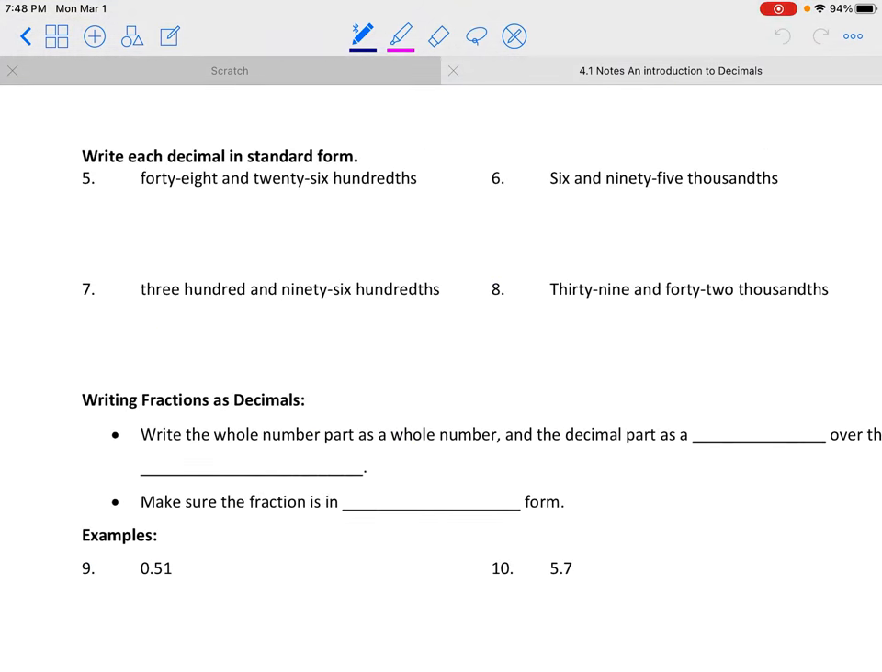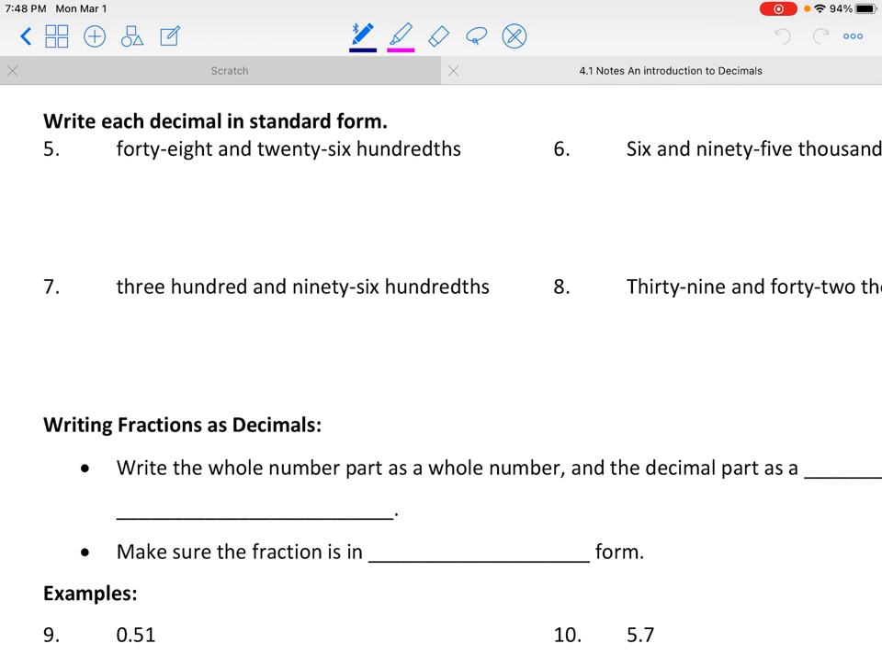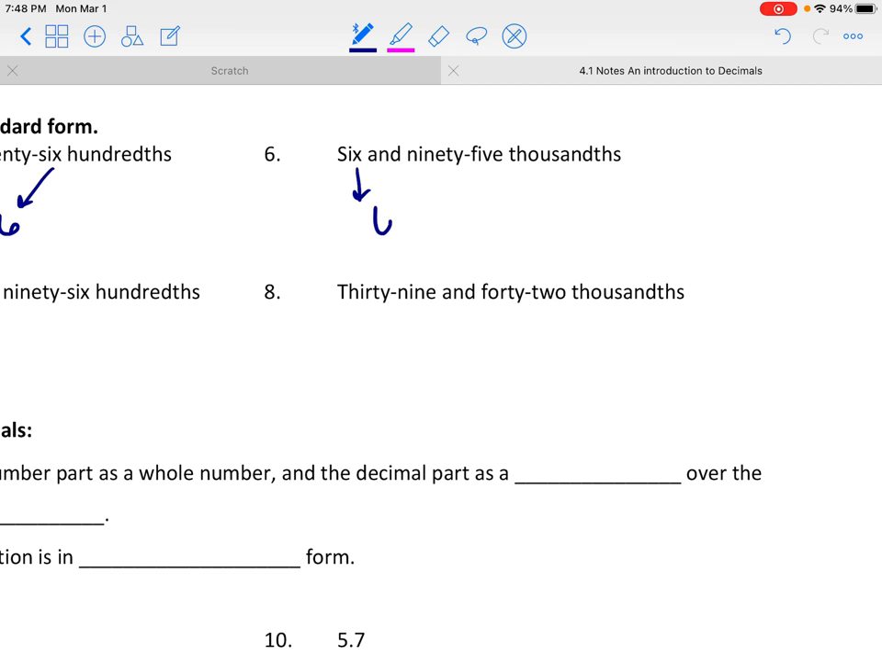Let's go in reverse. Can we go in reverse? So if we have 48 and 26 hundredths, 48 translates to 48, and "and" translates to our decimal. 26 hundredths means we're going to have 26 in the hundredths place of the decimal, so 2 numbers after the decimal. So 26 hundredths is there. If we have 6 and 95 thousandths, 95 thousandths means tenths, hundredths, we have to get out to the third decimal, so if we have 95 of those, that means we have a 0 in the tenths place there. So 95 thousandths looks like that.